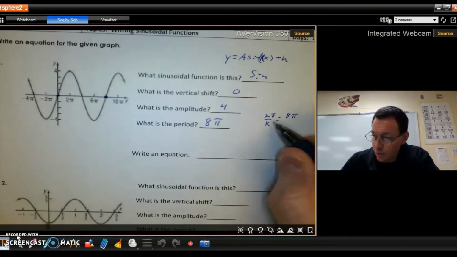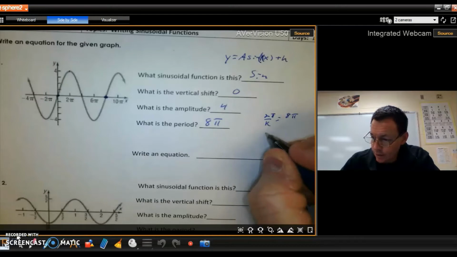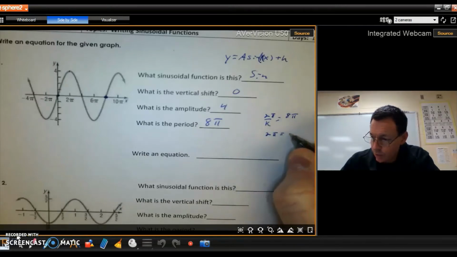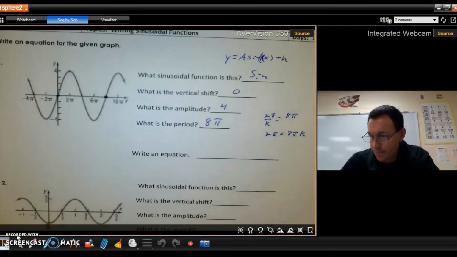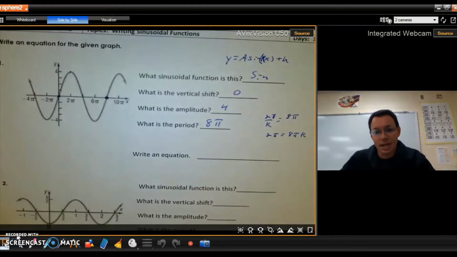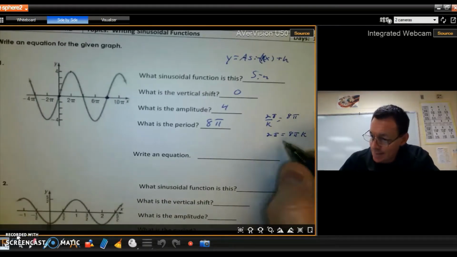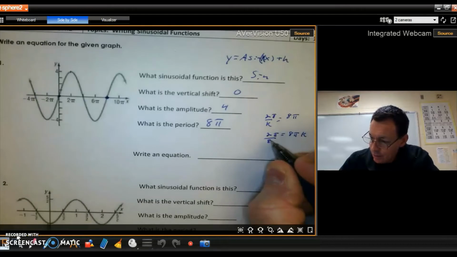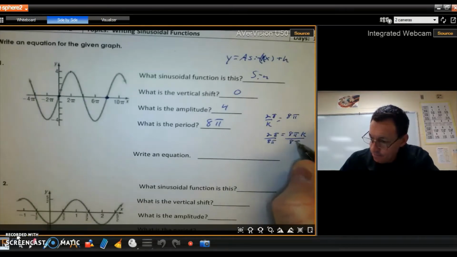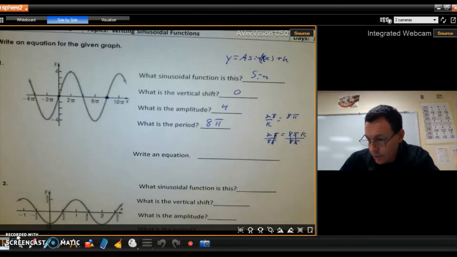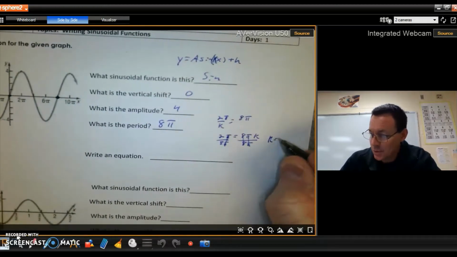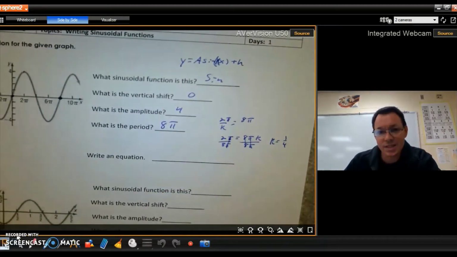So I'm going to cross multiply. I'm going to move the k over here. So that's going to be 2 pi equals 8 pi k. And then I'm going to divide by that 8 pi that's in front of my k. So if I divide everything by 8 pi, this cancels, and it would leave me with 1/4. So k equals 1/4. So that's the k value.